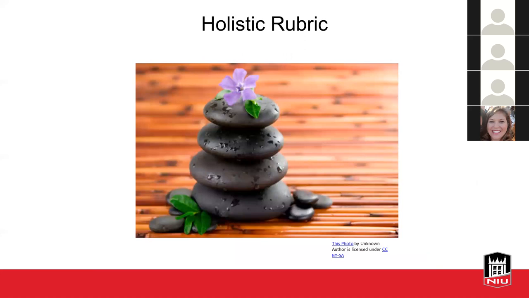So the holistic rubric, doesn't that just make you feel calm looking at that? This one is meant to treat everything as a whole rather than its parts. Therefore, a holistic rubric, in contrast to an analytic rubric, does not list separate levels of performance for each criterion. Instead, a holistic rubric is going to assign the level of performance by assessing performance across multiple criteria as a whole. And we'll take a look at this, I promise.